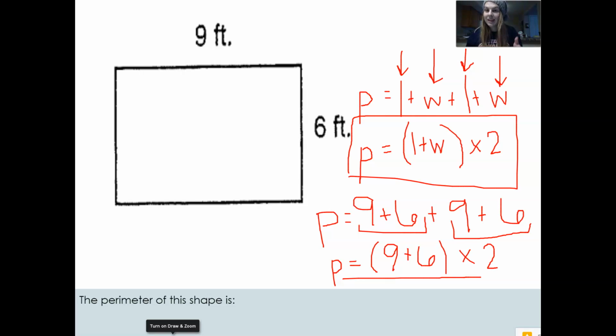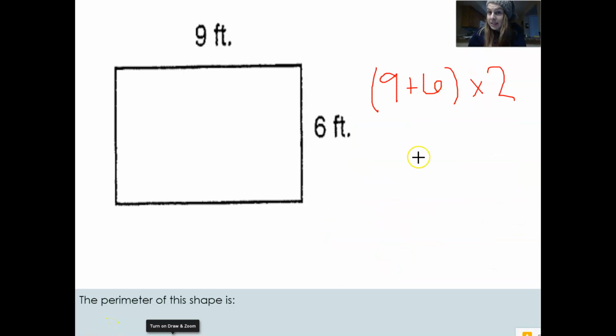Our goal is to get 30 feet, just like we did with our first method. If we get 30 feet again, we know that both methods work to find perimeter. Now 9 plus 6 equals 15. Now I'm going to multiply by 2. 15 times 2 is the same as saying 2 groups of 15. 15 plus 15. And I know that 15 plus 15 gives us 30.